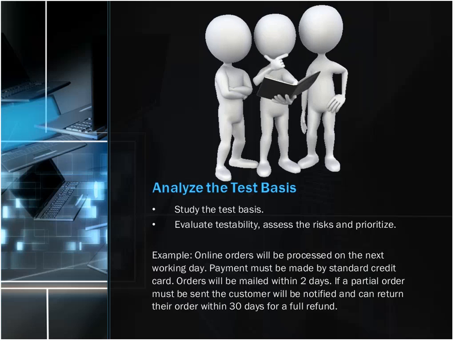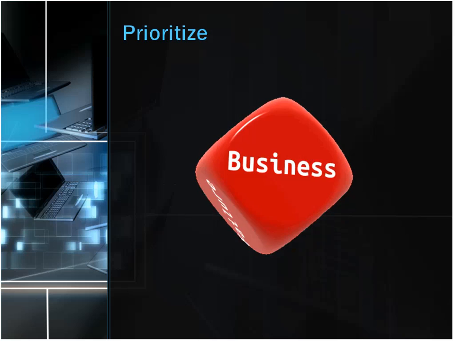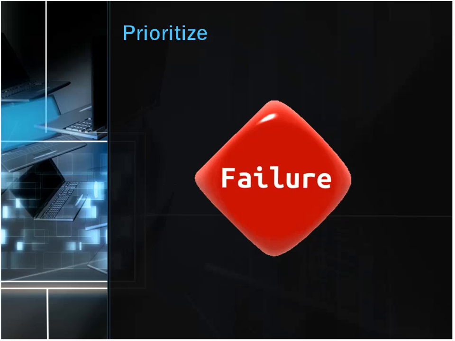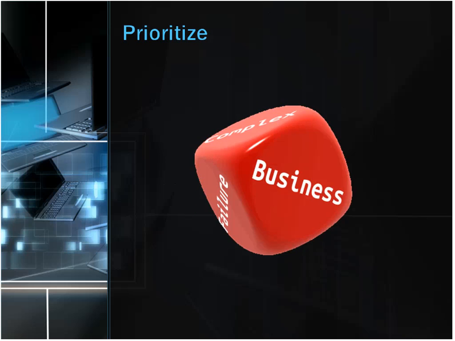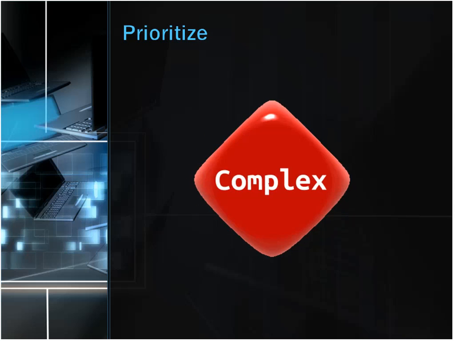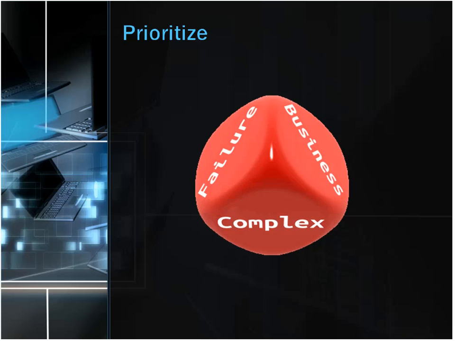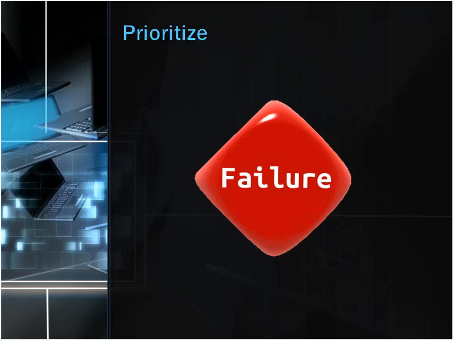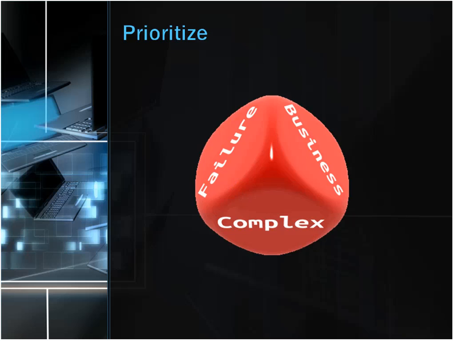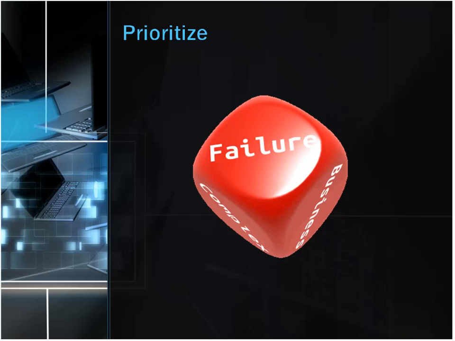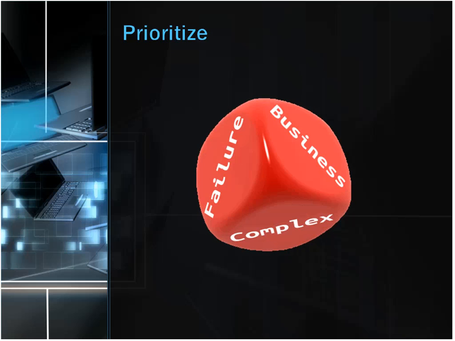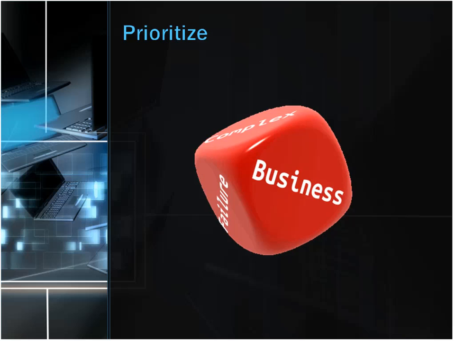Once I have started analyzing the test basis, we're also going to start with prioritizing. And there are 3 things that we need to keep in mind when we begin assigning priorities to the test basis. The first thing is business. How important is this particular piece to the business? If this process doesn't work, what are the users going to do? Is there a workaround?